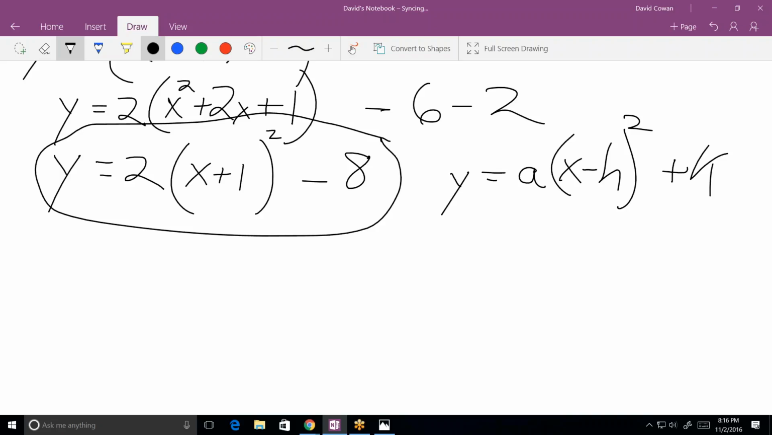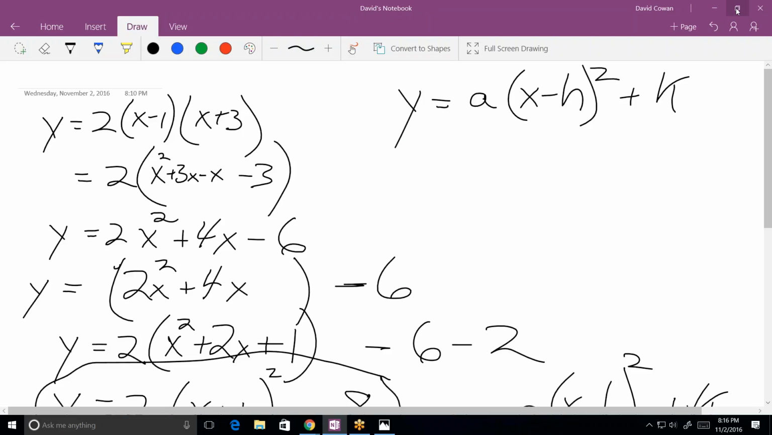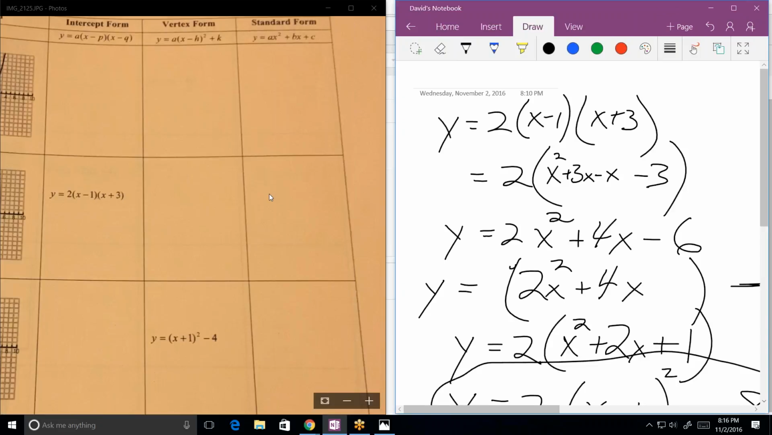Remember the vertex is h, so it'd be minus, yes, it'd be -1, -8. Correct. Cool, so we did both vertex and standard. You always get standard by just multiplying that out, and you always get vertex by taking the standard and completing the square on it by, first of all, factoring out the a.